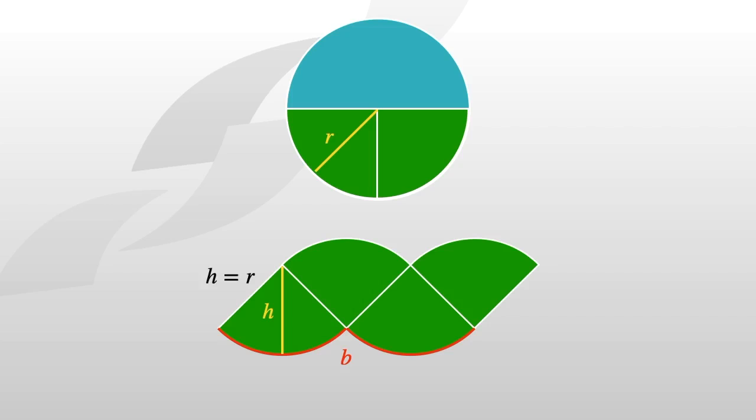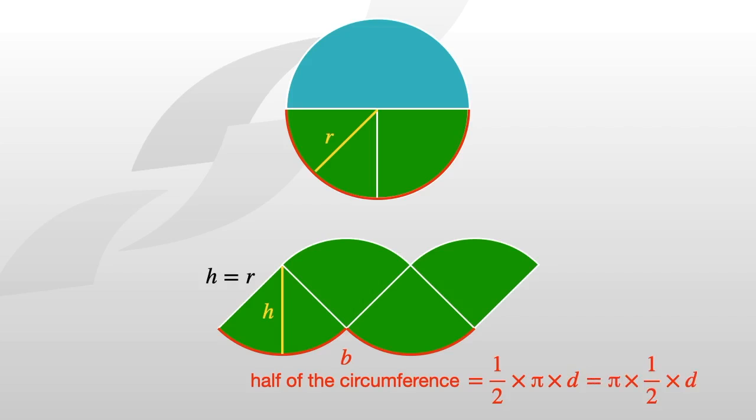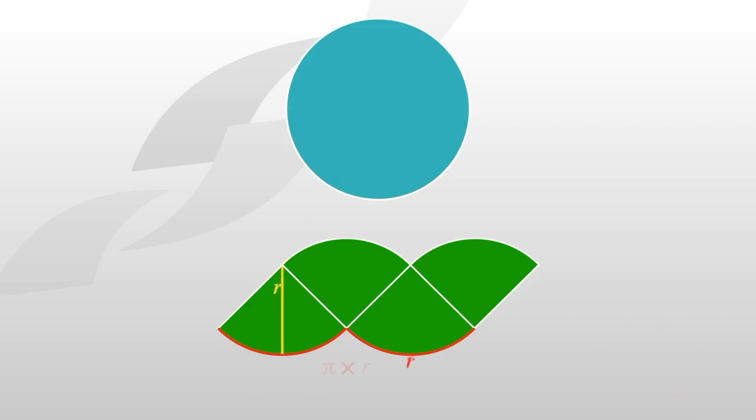b is made up from the bottom half of the circle, so it is half of the circumference, which is 1/2 of pi times d. We can rearrange this to be pi times half of d, which is useful because we can replace 1/2 times d with r. So our height is r, and the base is pi times r.